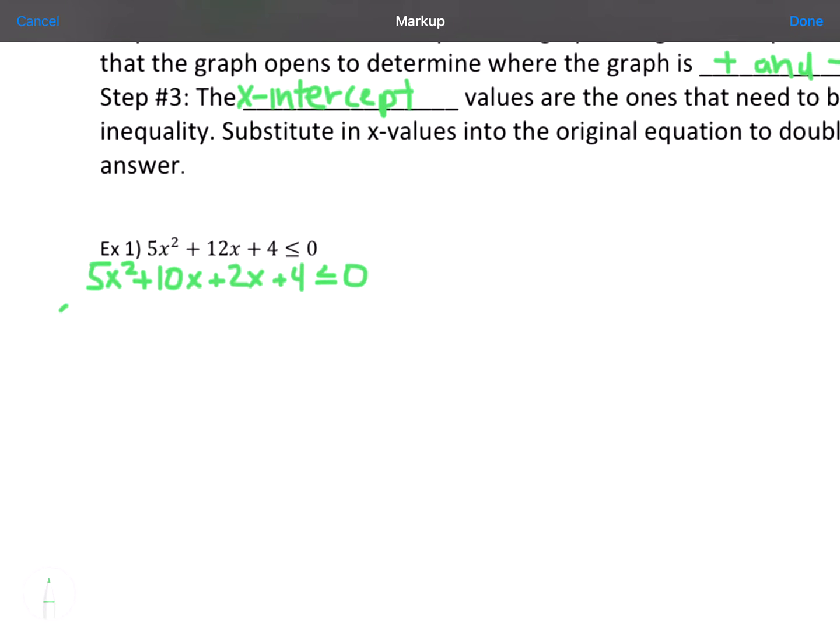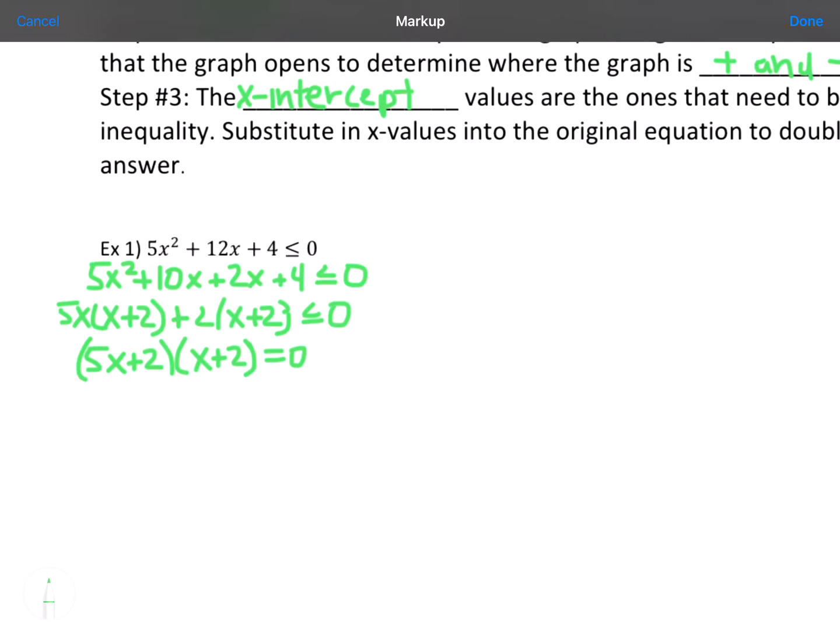And then I'm just doing my factoring. 5x times x plus 2, plus 2 times x plus 2 is less than or equal to 0. And then I combine my GCFs. 5x plus 2 times x plus 2. Those are my factors. Now, to find my x-intercepts, I need to set them both equal to 0.